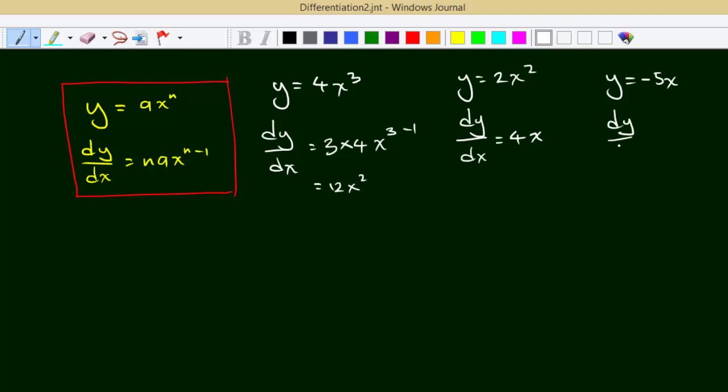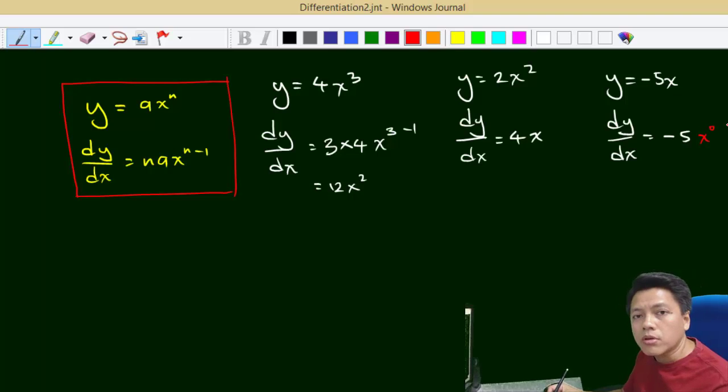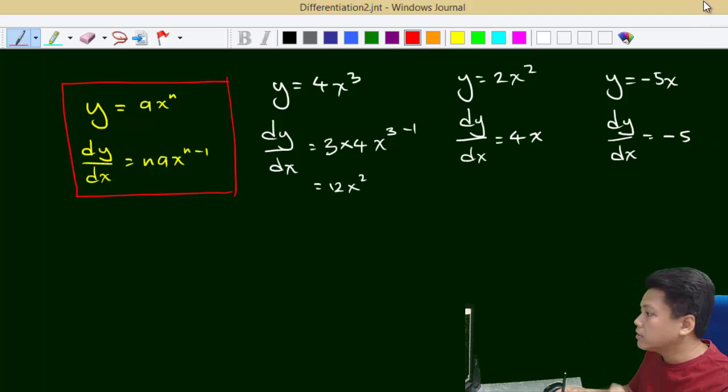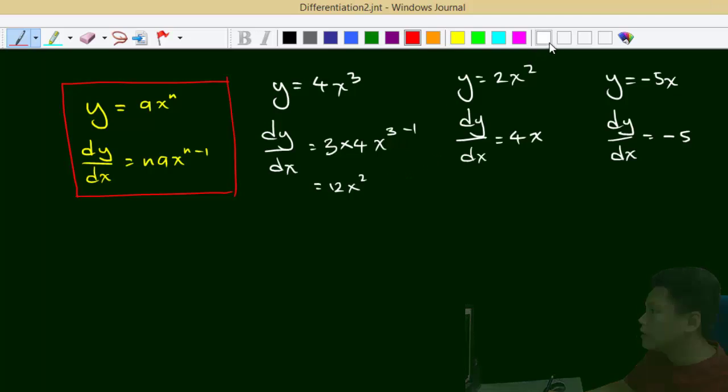y equal to minus 5x, then dy/dx is, okay. Now x is to the power of what? x is definitely to the power of 1. So 1 multiplied with minus 5, that's minus 5. And now x to the power of 1 minus 1 equals x to the power of 0. So what is x to the power of 0? x to the power of 0 is 1. Whatever the power 0 is 1. So we can just ignore x, just leave it with minus 5.